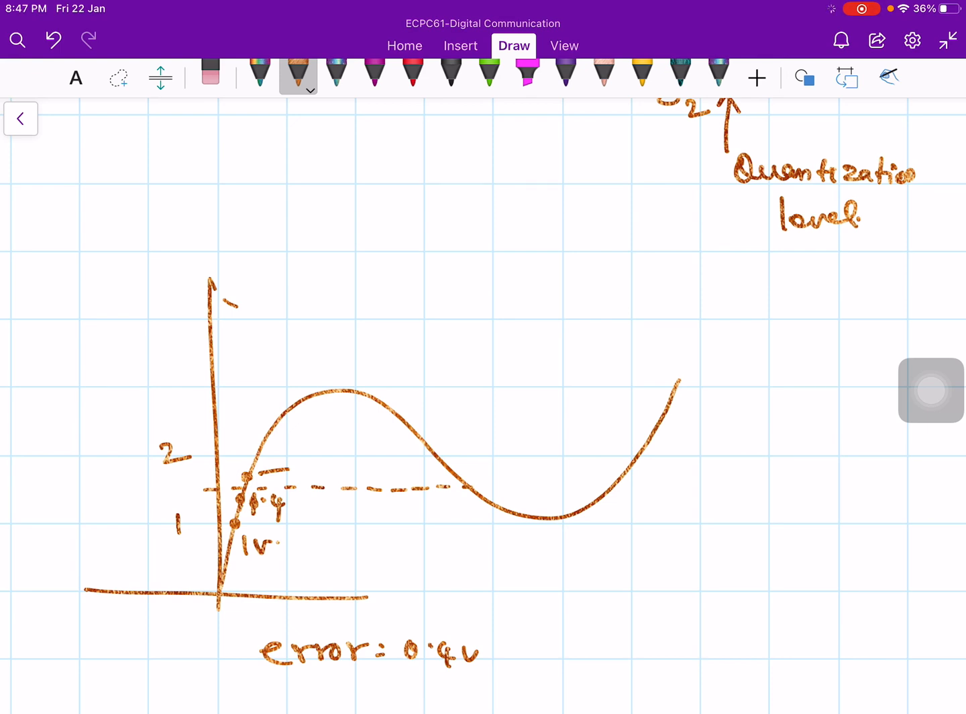In case I take the sample here, let me take one more sample, and this is, let's say, 1.58 something, 1.58. Then this will be rounded to 2 volts. So the error is 0.42, right? So the error will be more if I use 1 volt and 2 volt as the quantization levels.